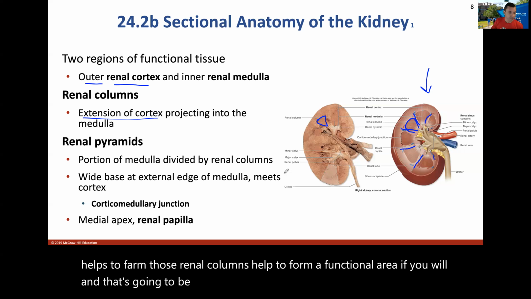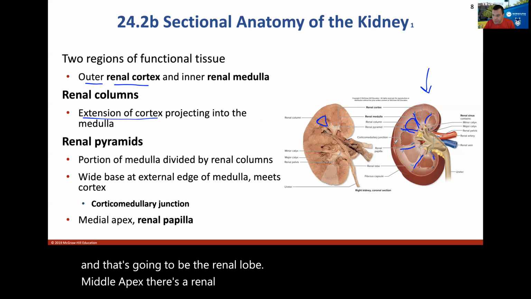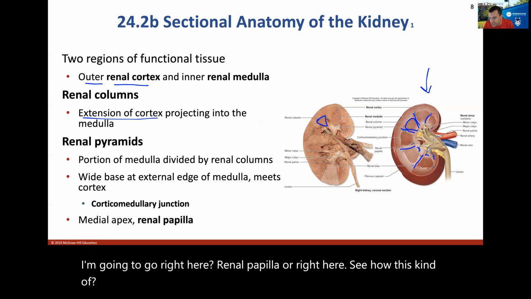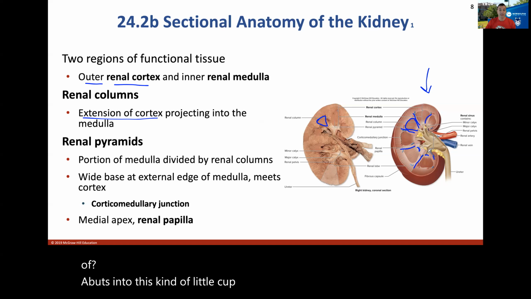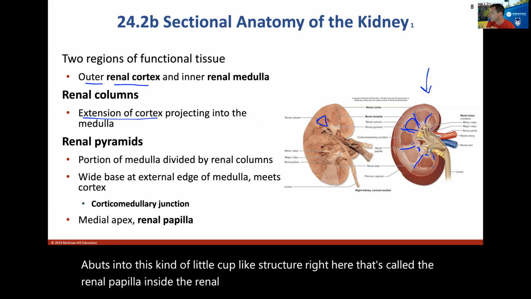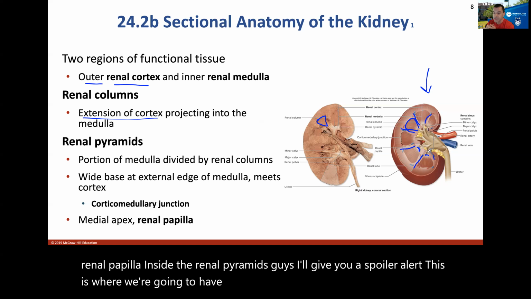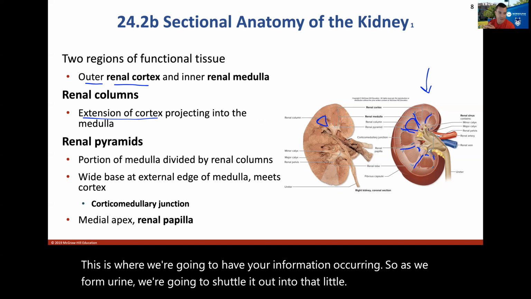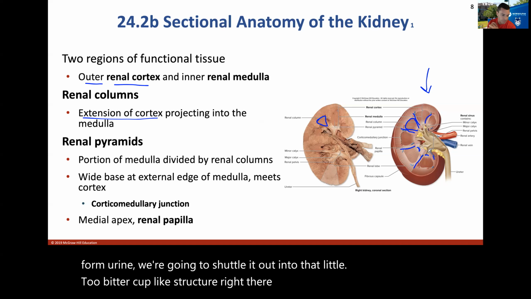Medial apex. There's a renal papillae, and the renal papillae is this little thing. I'm going to go right here. Renal papillae right here. See how this kind of abuts into this little cup-like structure right here? That's called the renal papillae. Inside the renal pyramids, guys, I'll give you a spoiler alert. This is where we are going to have urine formation occurring. So as we form urine, we're going to shuttle it out into that little tubular cup-like structure right there that my pen is pointed at.